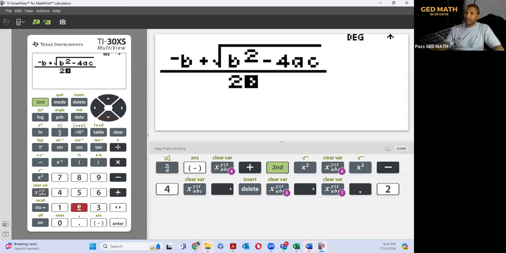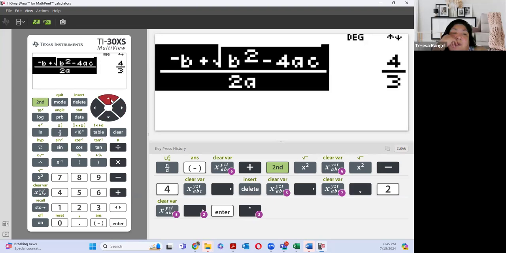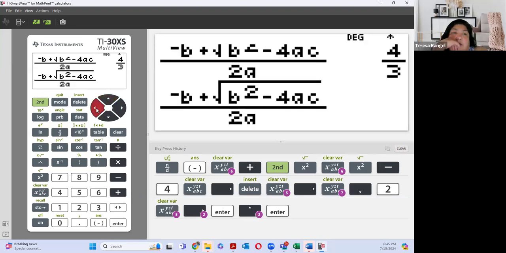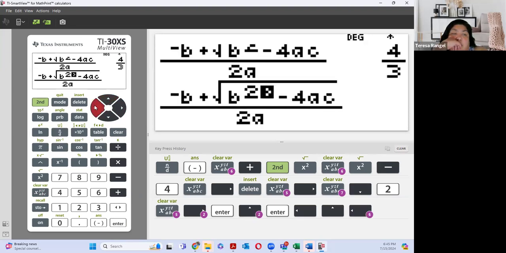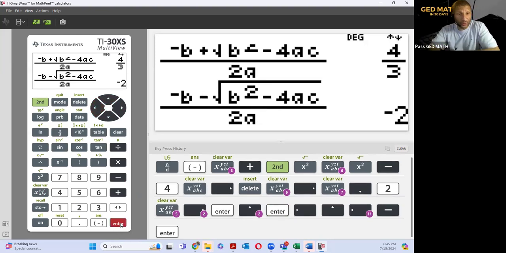Watch how fast I do it. You're gonna be amazed. I'm done. Remember, I found out what the answers were. I said 4/3, right? Now go back in and change this to a minus sign. Not even a minute. Done. Minus 2 and 4/3. Done.